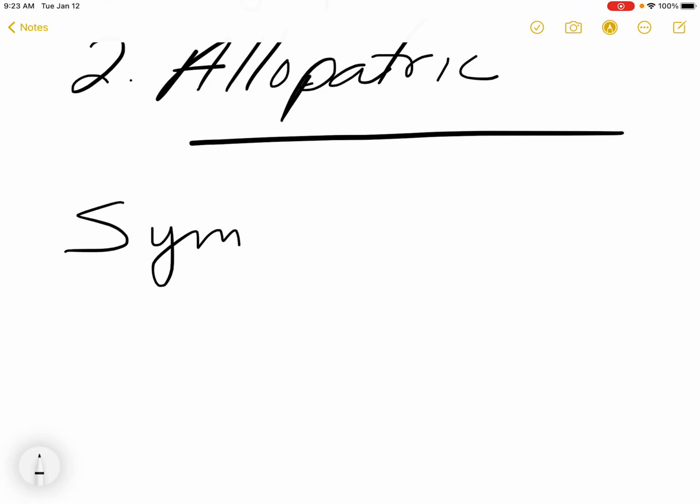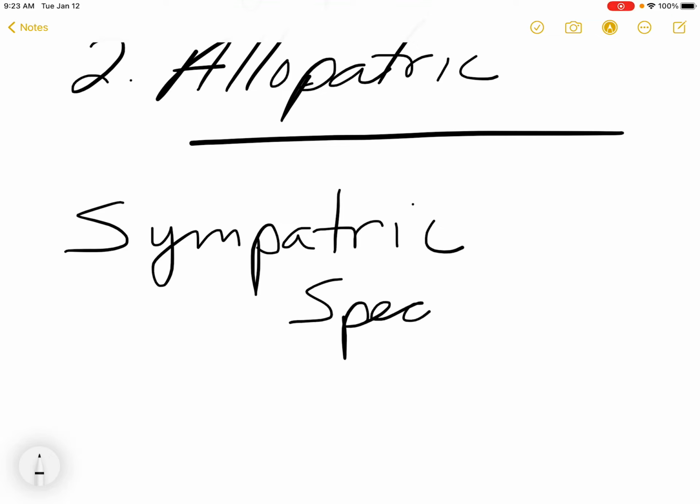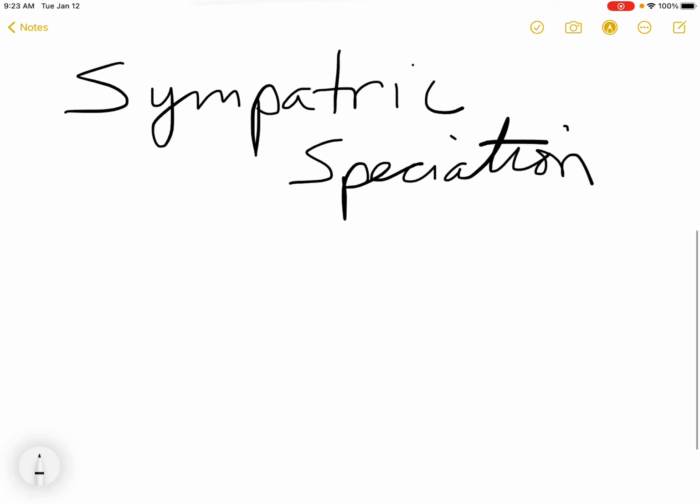We'll go with sympatric first. These are quite simple. Sympatric speciation. Remember, speciation is the diverging of gene pools in a population to the point where they become a separate species. And we've looked at all the different ways that could happen. Basically, this is what happens when you have speciation that occurs within populations that are in the same geographical areas.